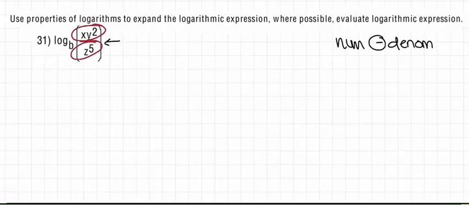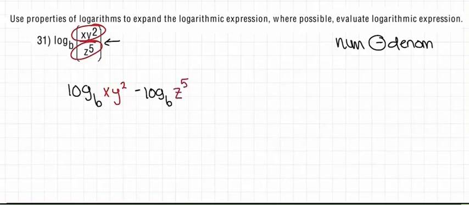two separate terms. So we're going to have log base b of our numerator, which is x y squared, minus, because it's, again, your quotient property. And you're going to have log, keep that same base of b because it's applied to your entire term. And then your denominator, which is z to the power of 5.